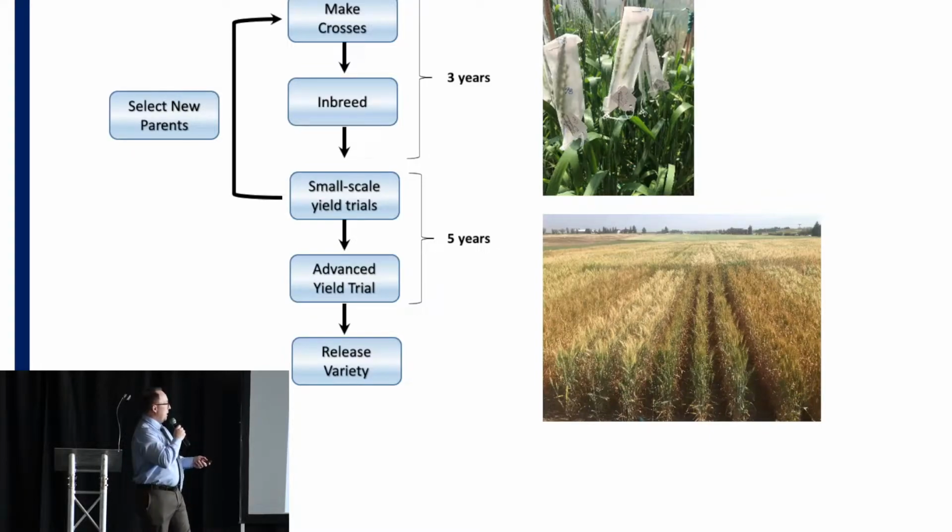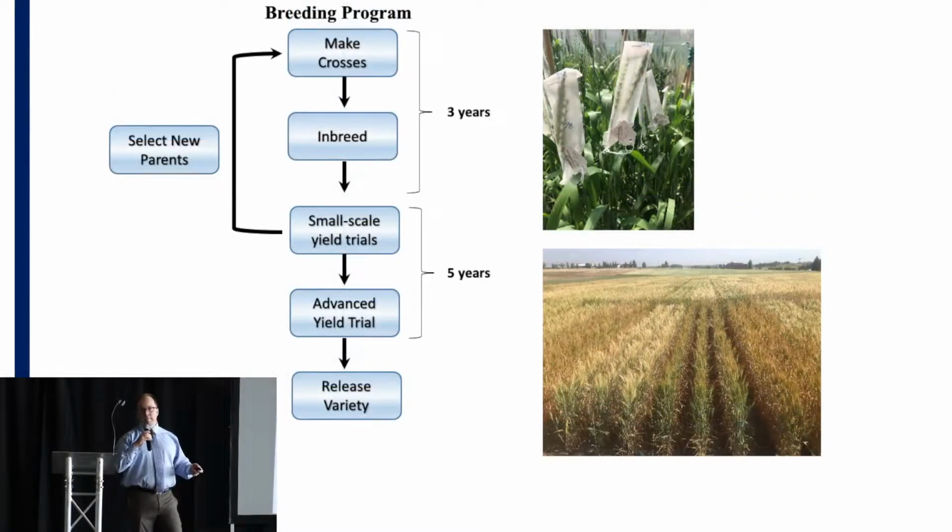Additionally, this is the pipeline, and it's actually cyclical. Each year, after our initial yield trials, we'll select the experimental lines that are performing the best, and then we'll use those as new parents. We'll make crosses the next year, and that allows us to have a continuous flow of new experimental lines going through the breeding program each year, from which we might release a new variety to the public.